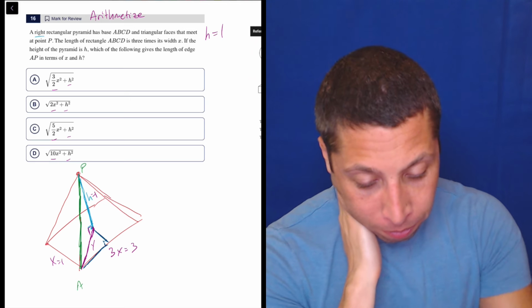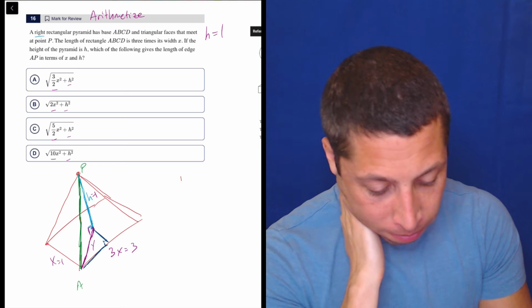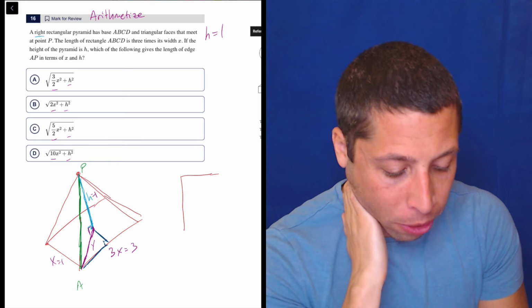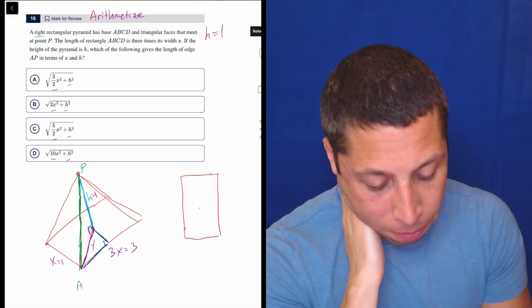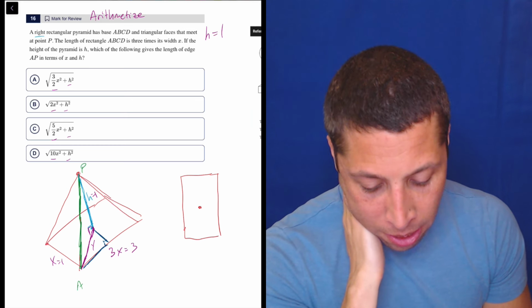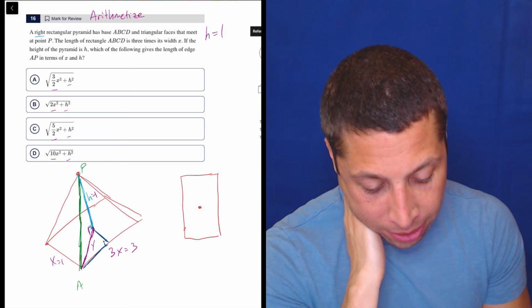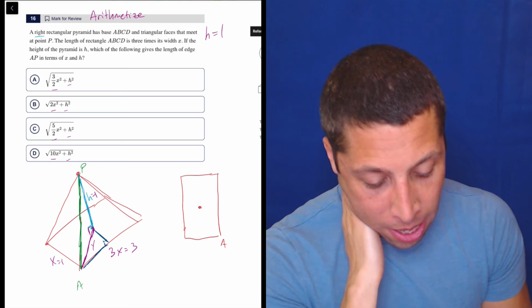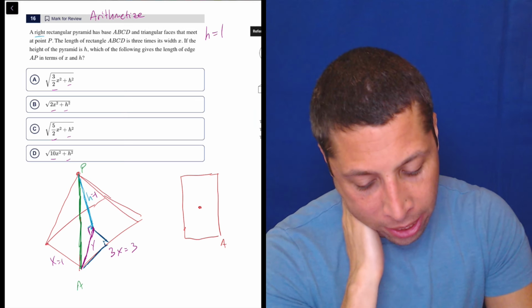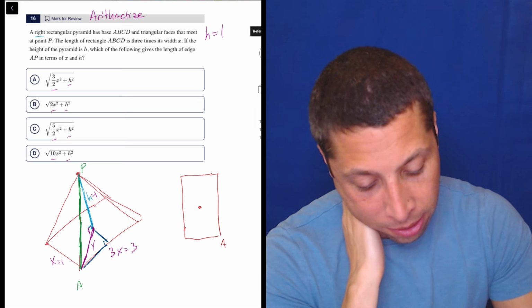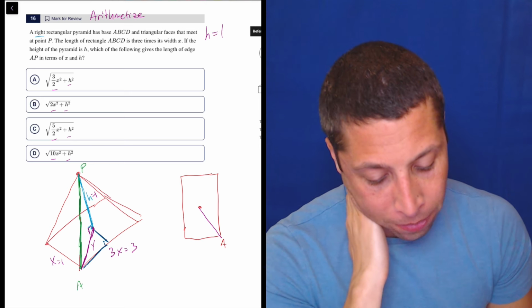What I'm going to do is redraw my base, right? Let's pretend we're looking at this thing from the bottom, and we have our middle point that we're interested in. Let's put A kind of here, and this is where the H is coming down. So what I'm interested in is this line right here.